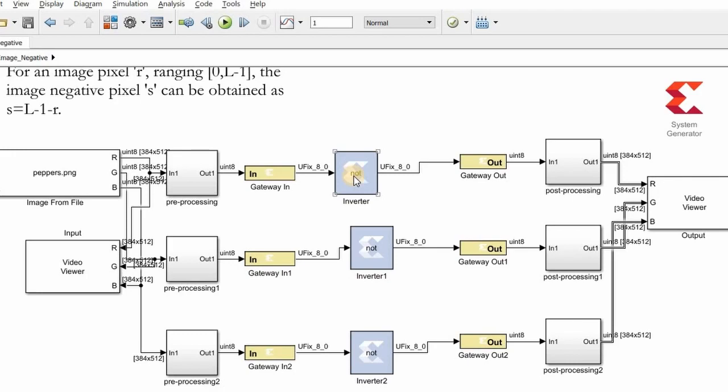So I hope you understood this image negative concept and the implementation using system generator blocks. And now let us proceed to the next technique in this section.